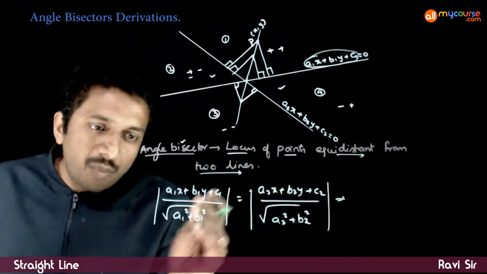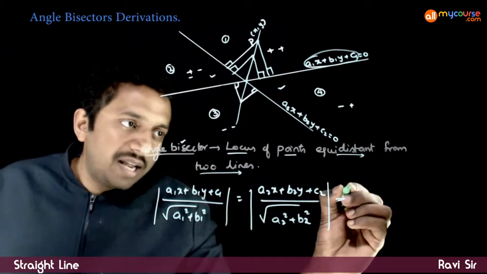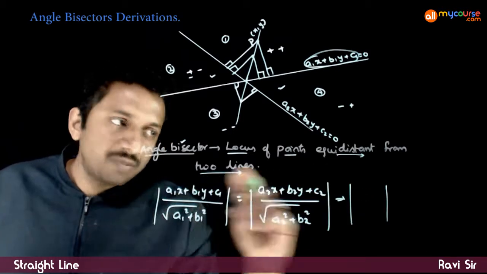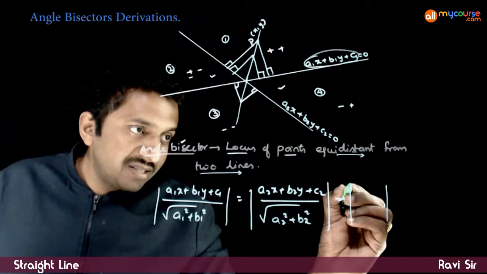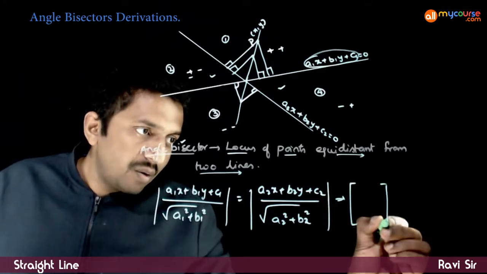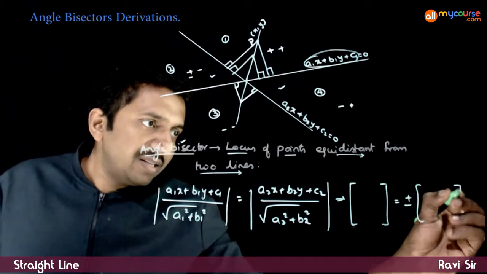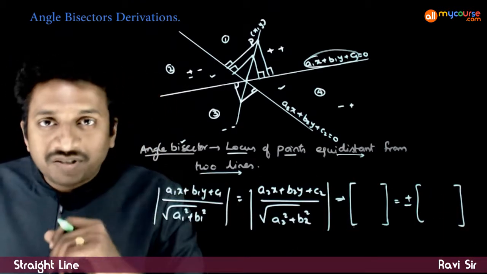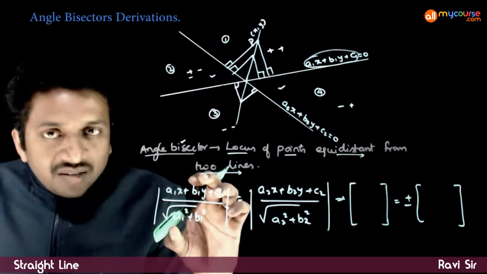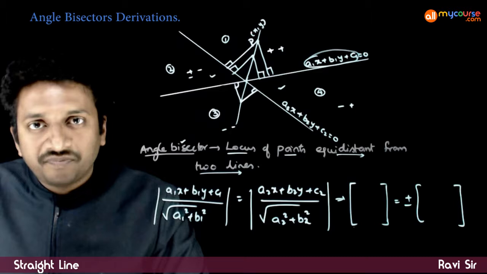So if mod of this is equal to mod of this, and we remove the mod, we get that the first expression, whatever this expression is, is equal to plus or minus of the second expression. If the mod of two expressions are the same, then the expression inside the mod is equal to plus or minus of the second expression.